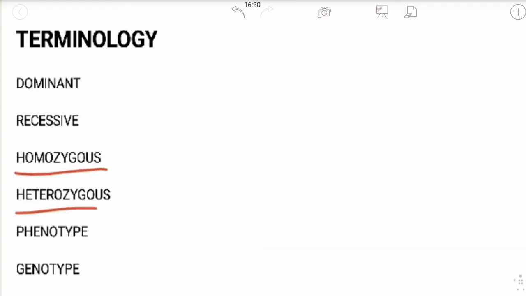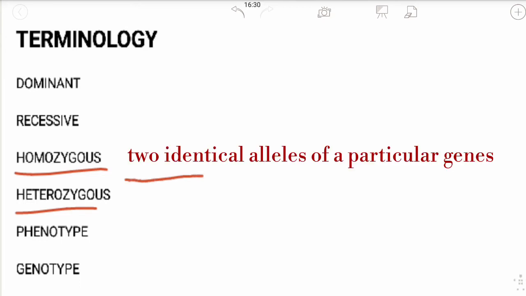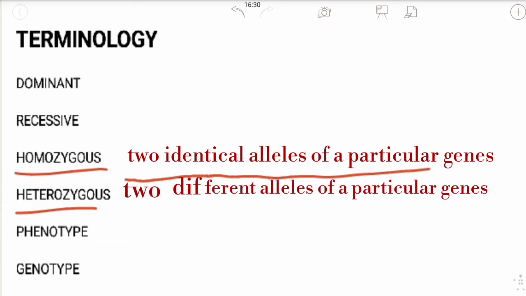Next, homozygous. Homozygous refers to having two identical alleles of a particular gene or genes. What is heterozygous? Heterozygous is having two different alleles of a particular gene or genes. Let us understand what they mean.